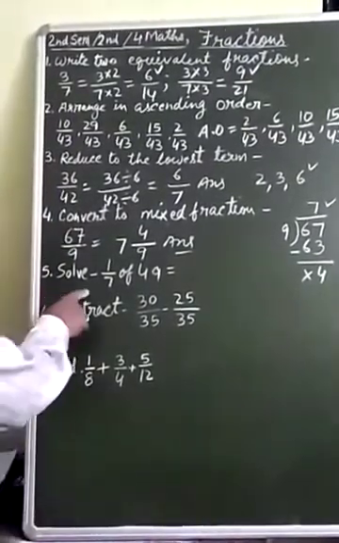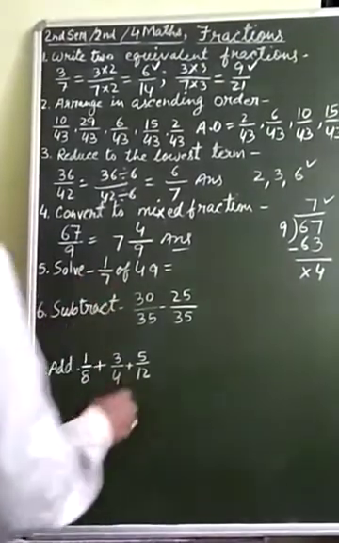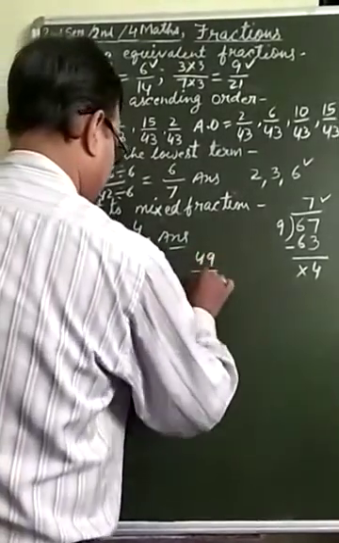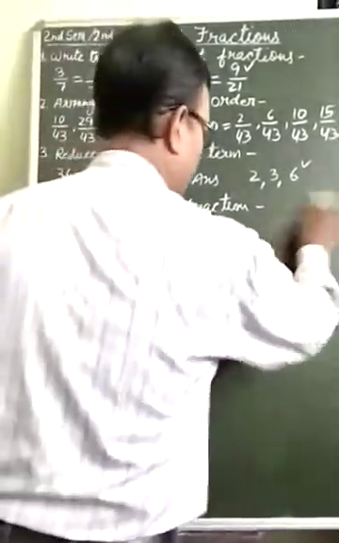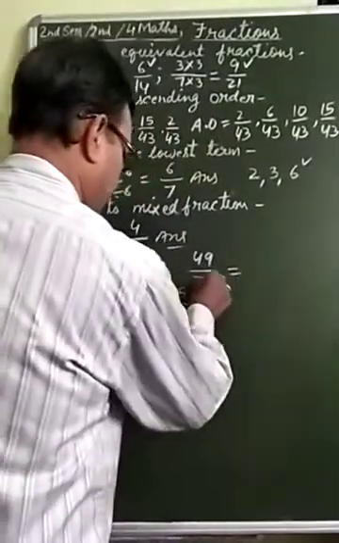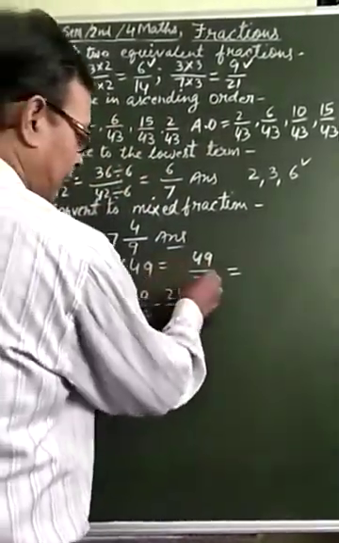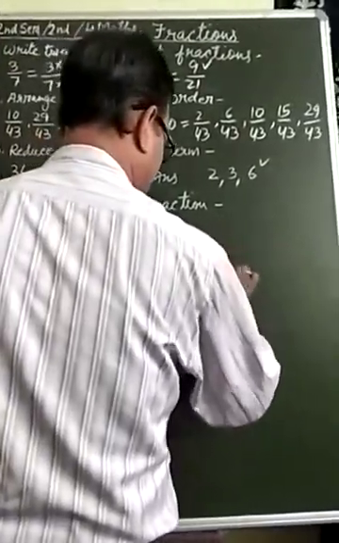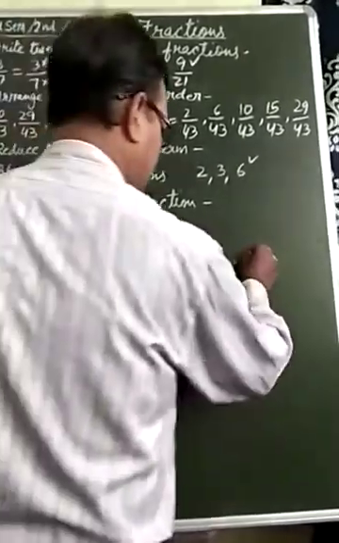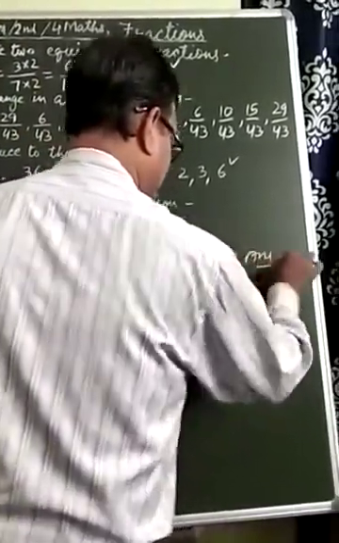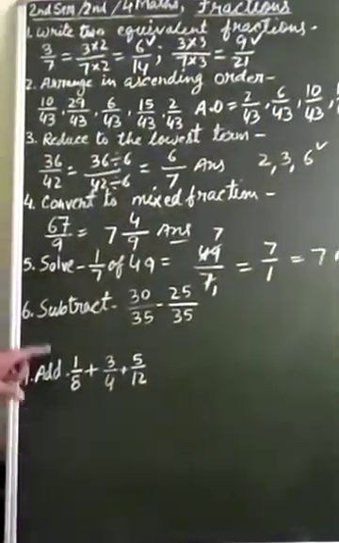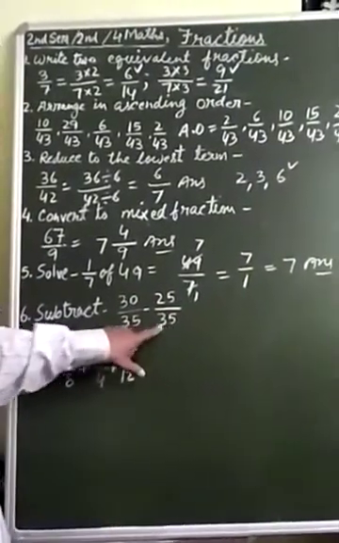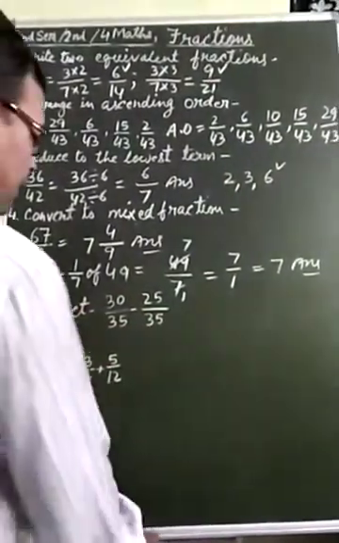Children, question number 5 is solve 1 by 7 of 49. 1 by 7 of 49 means 49 we have to divide by 7. So let us divide. 49 is divisible by 7. 7 1s are 7 and 7 7s are 49. We are getting 7 by 1. This one we can drop out and only the numerator we will write. So answer comes 7.